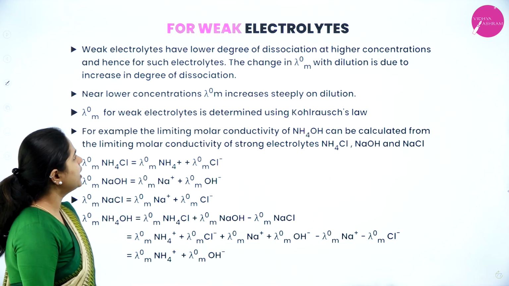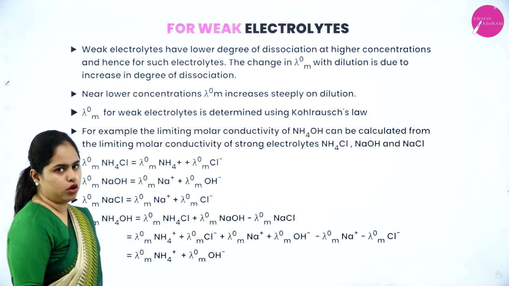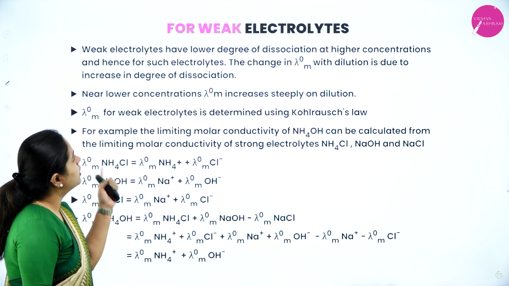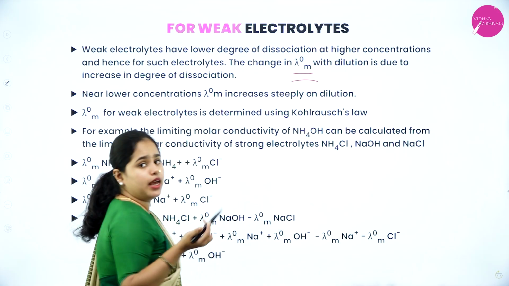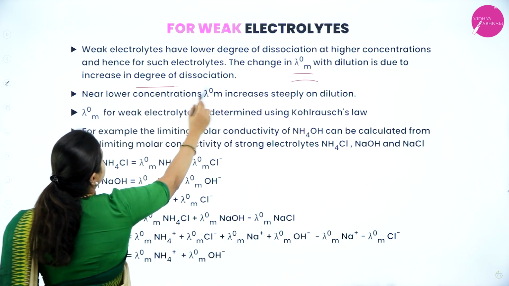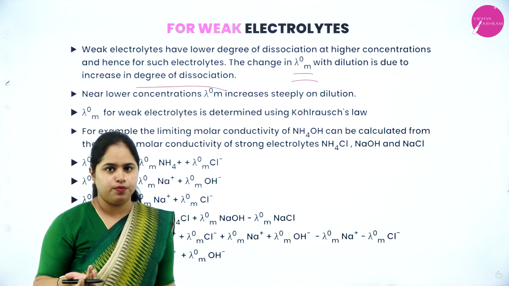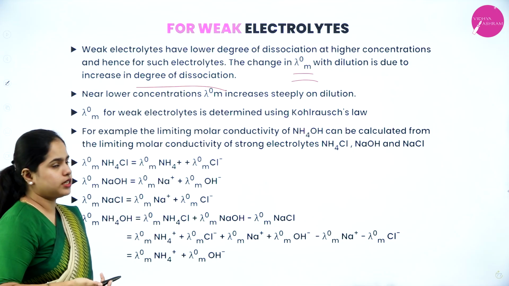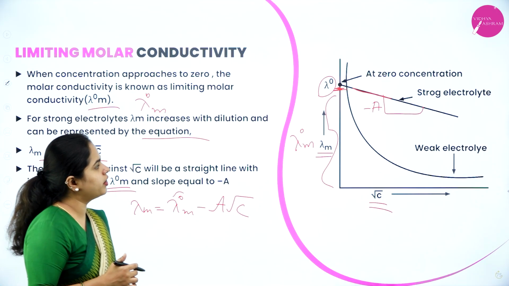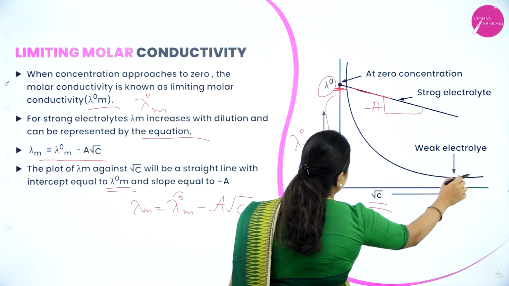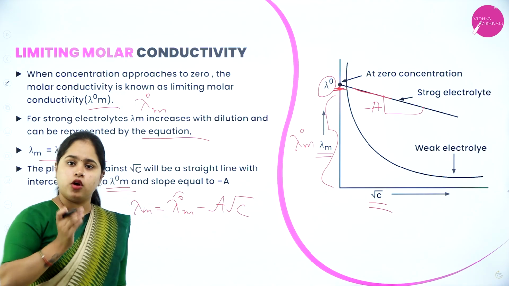Now weak electrolytes have a lower degree of dissociation at higher concentration. Hence for such electrolytes, the change in limiting molar conductivity with dilution is due to the increase in dissociation. It is due to the increase in the degree of dissociation. Right. So near lower concentration, lambda naught m increases steeply on dilution. So we already saw this. For a weak electrolyte, lambda naught m is steeply increasing towards the lower concentrations.